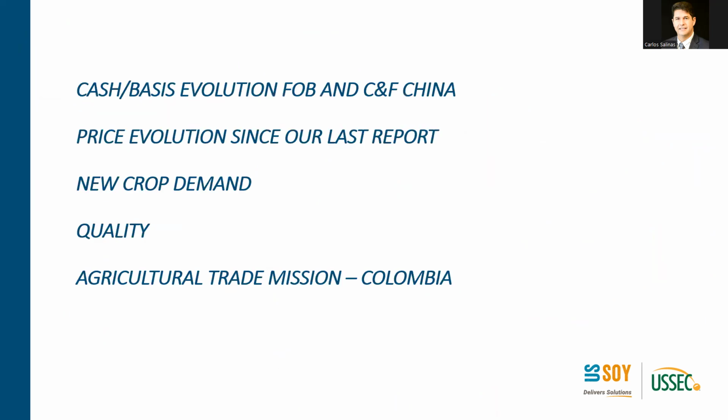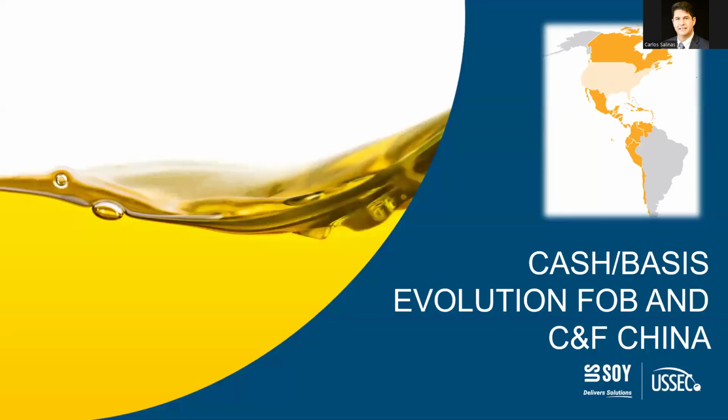So we have a brief agenda today. I want to talk about the basis or the cash evolution of the origins, that is the Americas and South America, and CNF China for soybeans and for products. We want to see the price evolution over the past 4 weeks, and see where prices stand today versus some of the historical ranges that we had seen before. We want to talk about new crop demand, quality, and we'll finish with a quick update on our agricultural trade mission that took place in Bogotá, Colombia last week. So let's go ahead and get started.